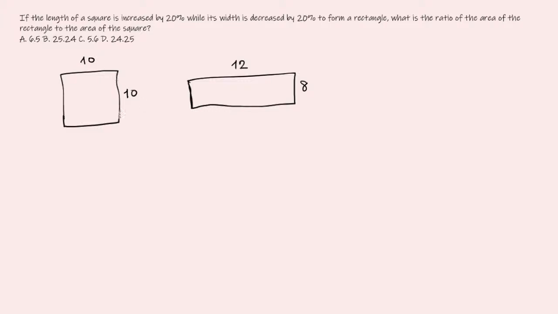The area of the square is 10 times 10, which is length times breadth. And that is 100, let's say cm squared. And the area of this rectangle is 12 times 8, which is 96 centimeters squared. Now we're asked, what is the ratio of the area of the rectangle to the area of the square? Now the area of the rectangle is 96. The area of the square is 100.